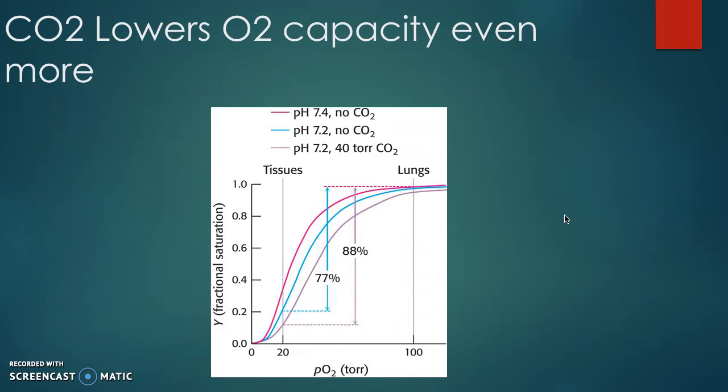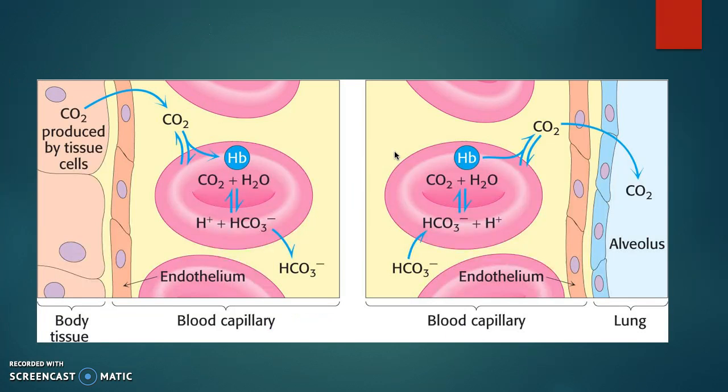CO2, as you can see, also lowers oxygen carrying capacity, and in the presence of lower pH, it can decrease it even more. So as you can see here in the graph, what would be 77% at a pH of 7.2 is now 88% due to CO2 being present. And here is just another representation of that.